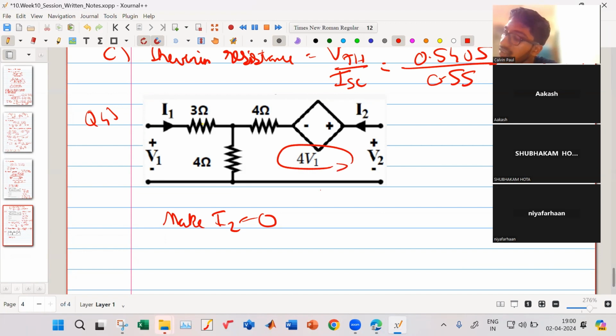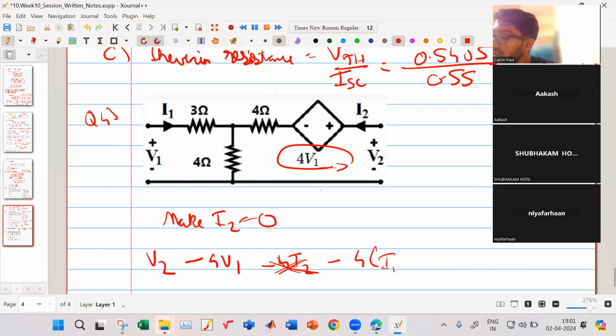KVL should cover the entire thing. Yes sir, there is a dependent voltage source. If there is no dependent voltage source, then V2 equals the voltage across the 4 ohm. So you apply KVL over here, right? V2 minus 4V1 minus 4 into I1 equal to 0. I2 is 0, so that term is not there.